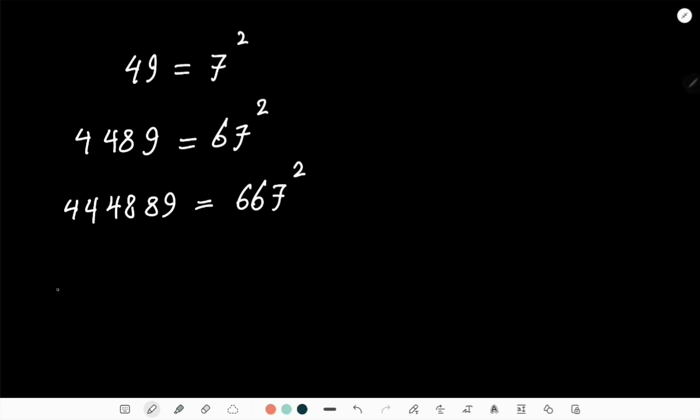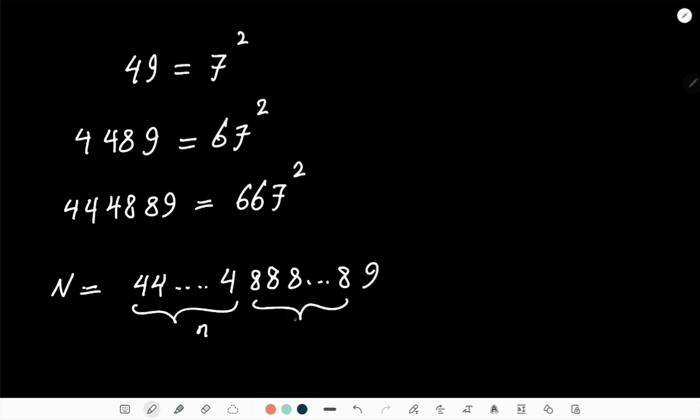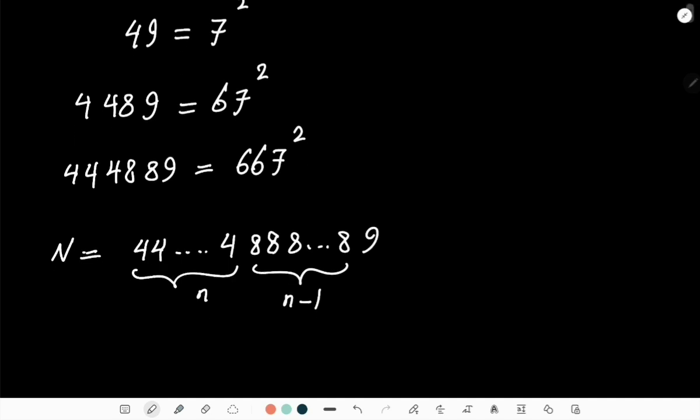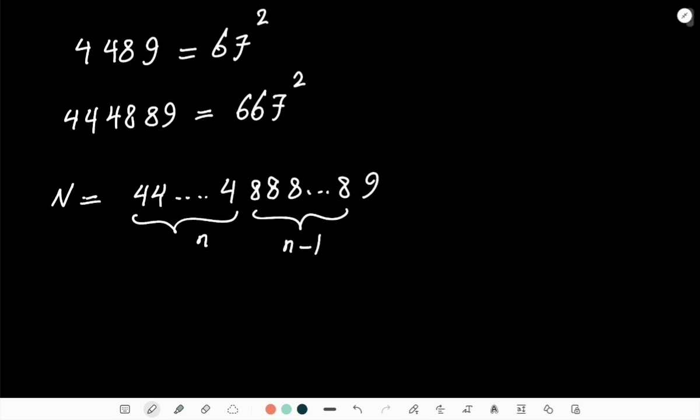Let's say n equals the most general form, so that this will be 4, 4, 4, 8, 8, 8, and 9. And here we have n fours, here we have n minus 1 eighths. Please pay attention that the number of eighths is always 1 less than the number of fours, and then we have 1 nine. So the first part can be written, by the first part, I mean this part.